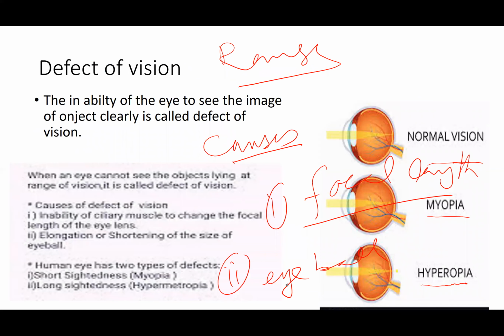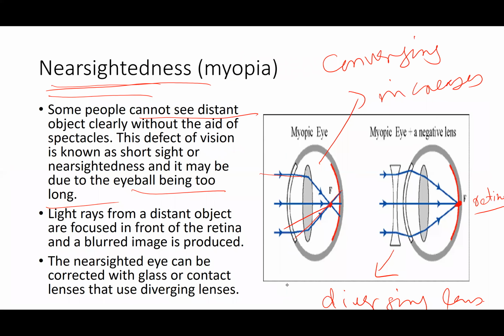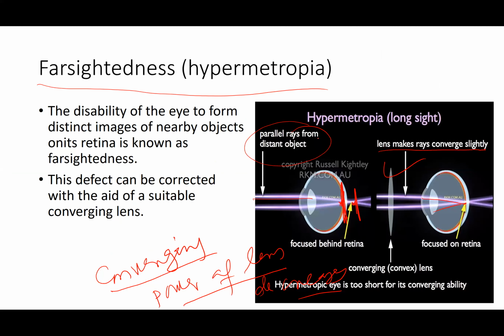Defect of vision: the inability of the eye to see the image of an object clearly is called defect of vision. Nearsightedness: the converging power of the eye lens increases and the light converges before the correct converging point. So to decrease the converging, we will use a diverging lens, a concave lens.